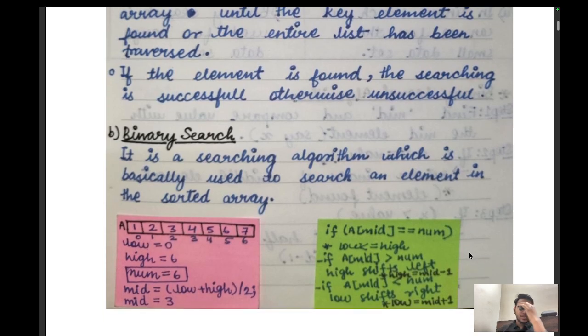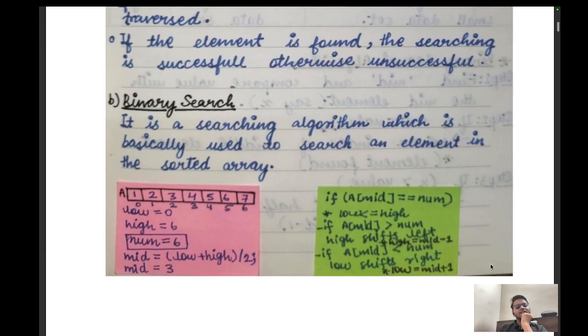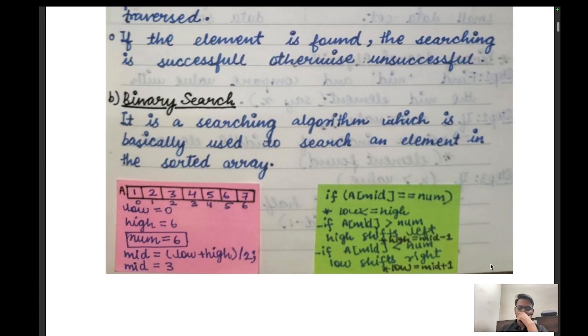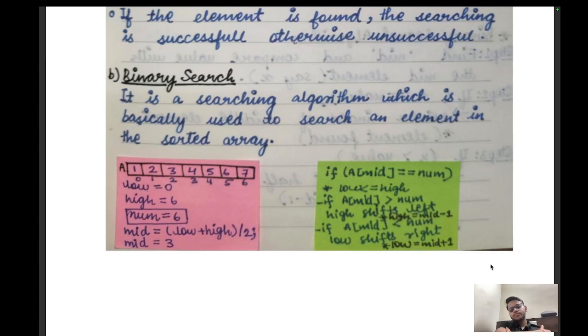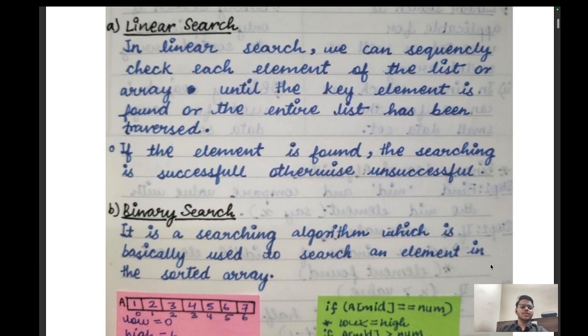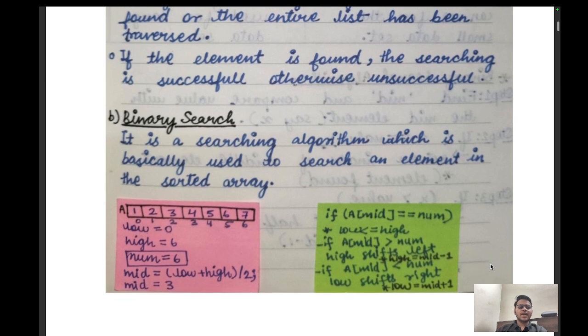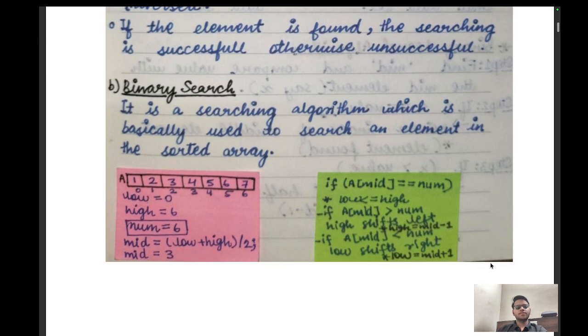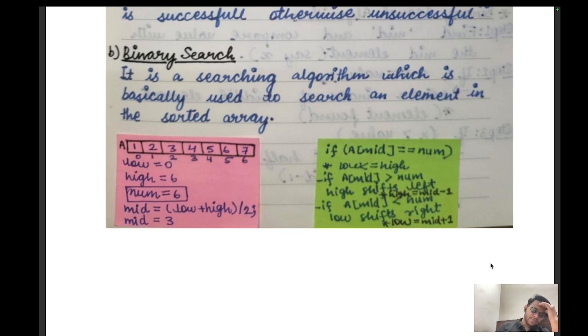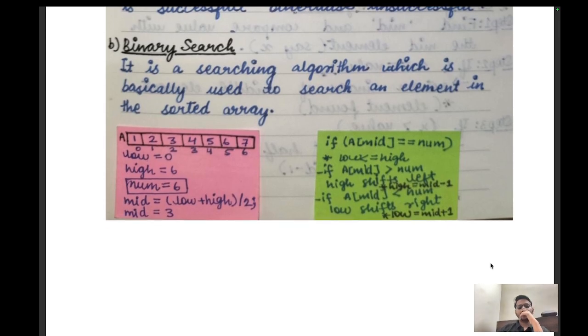So the second one is that we have to study binary search. It is a searching algorithm which is basically used to search an element in a sorted array. The condition in binary search is that the array should be in a sorted manner. In the previous one, linear search, there was no condition and it wasn't necessary that the array be sorted. Here in binary search, we have to keep the array sorted.